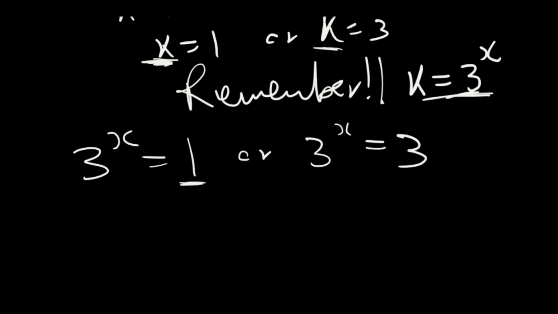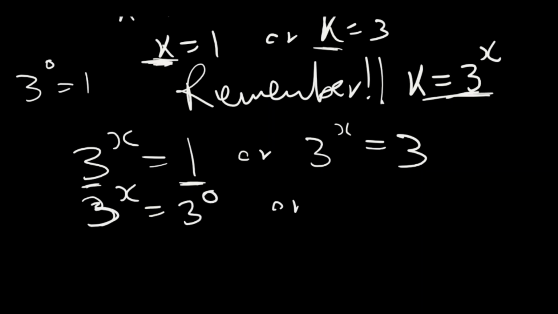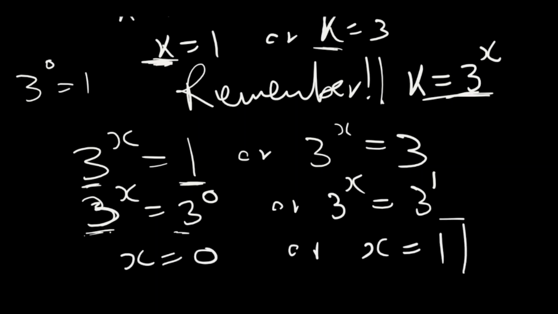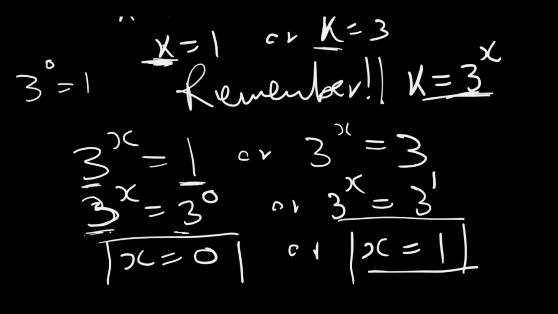We need to change this, because it's not the same base. How do you change it? 3 to the power of 0 is equal to 1. So it's 3 to the power of x equals 3 to the power of 0, or 3 to the power of x equals 3 to the power of 1. Now they have the same base, so you drop the base and equate the exponents: x equals 0, or x equals 1. So these are your solutions of x. Then do the check on whether or not these are the right solutions of x.